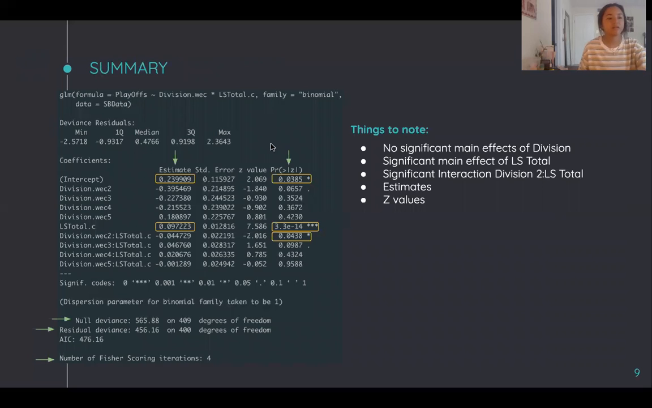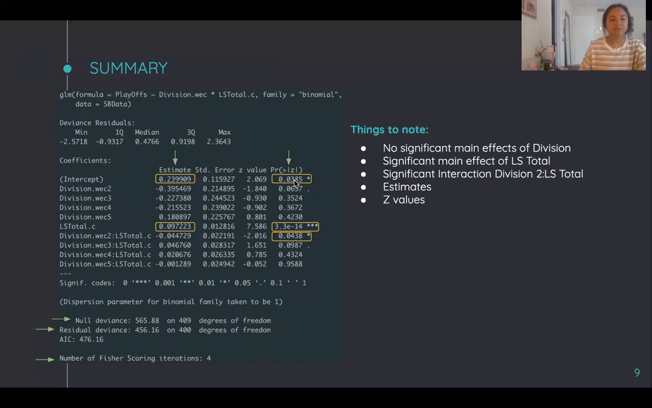So what we're looking at here is log odds. So if X increases by 1 unit, the log odds of Y increases by K units when the other variables are held constant. So first we can look at the intercept, which will be the weighted mean of the log odds for all divisions when the LS total is equal to its mean. So the intercept is significant. So we know that the log odds of all groups are significantly different from 0.